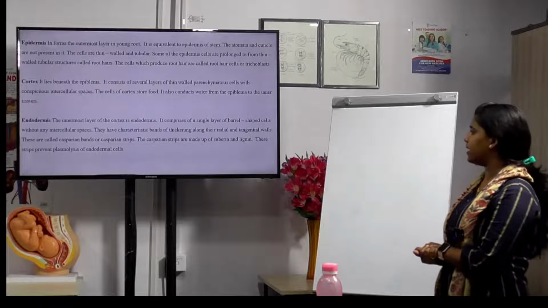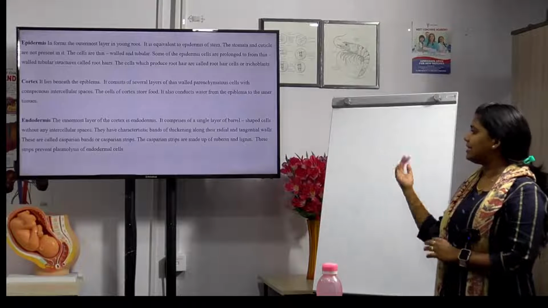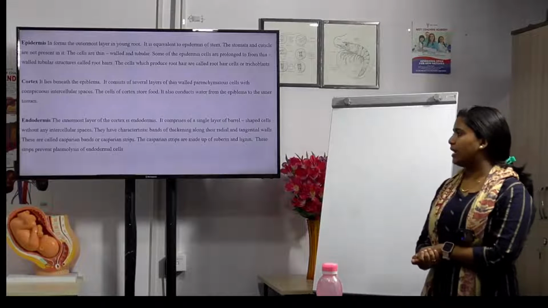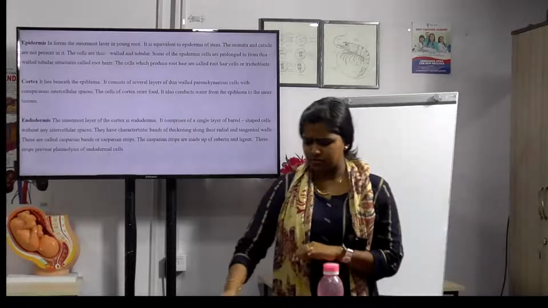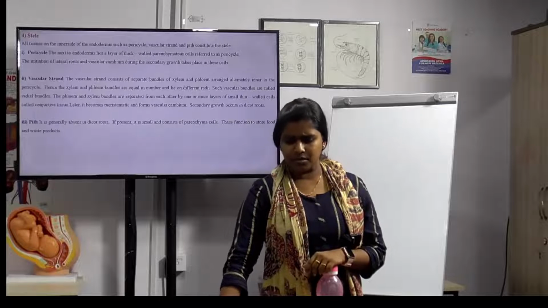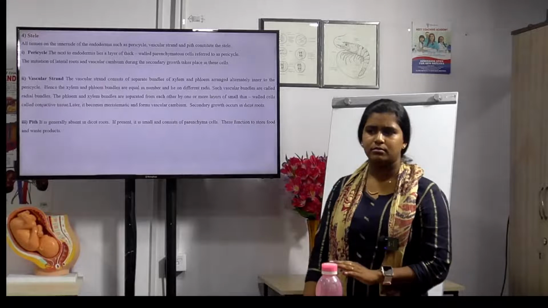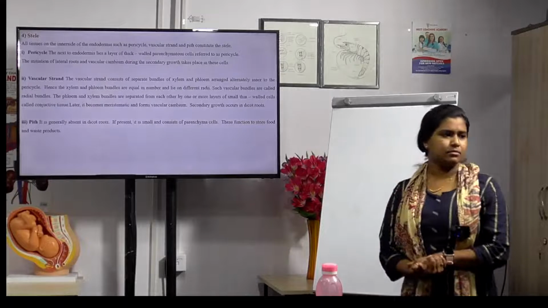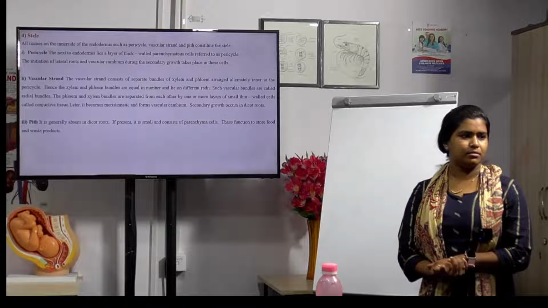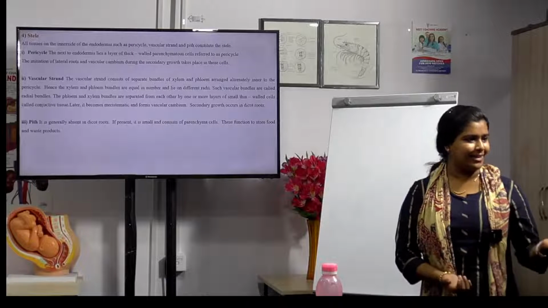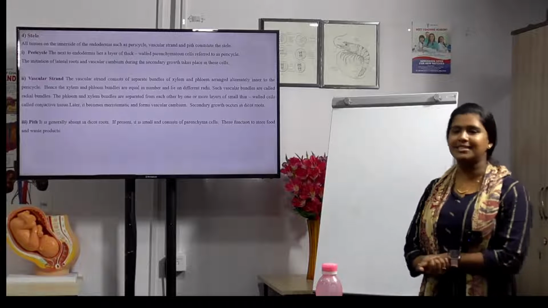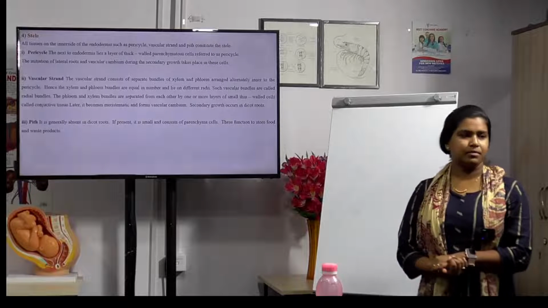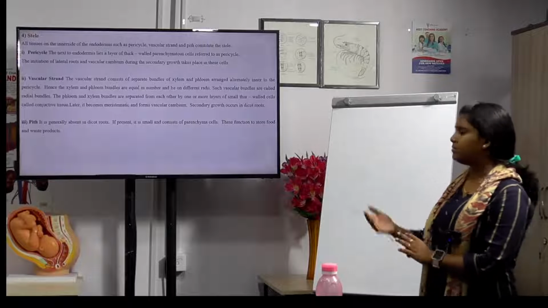Casparian strips are made up of suberin and lignin, and these cells prevent plasmolysis of the endodermal cells. What is plasmolysis? Lysis na என்னது? Lysis na கேக்குறியா ஆண்டனி? கேக்குறியா நீ சொல்றியா ஆன்சர் எனக்கு? Lysis na என்னது? Plasma formation ku they'll prevent.